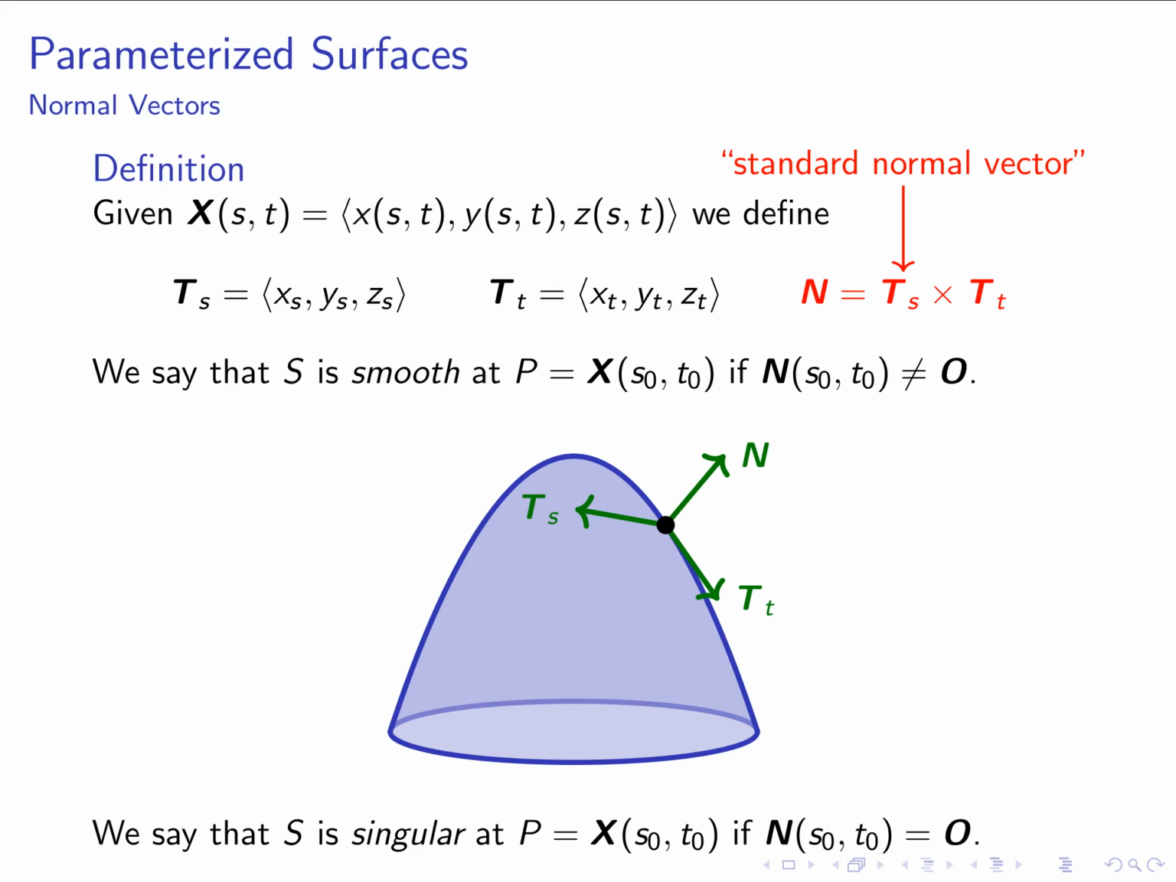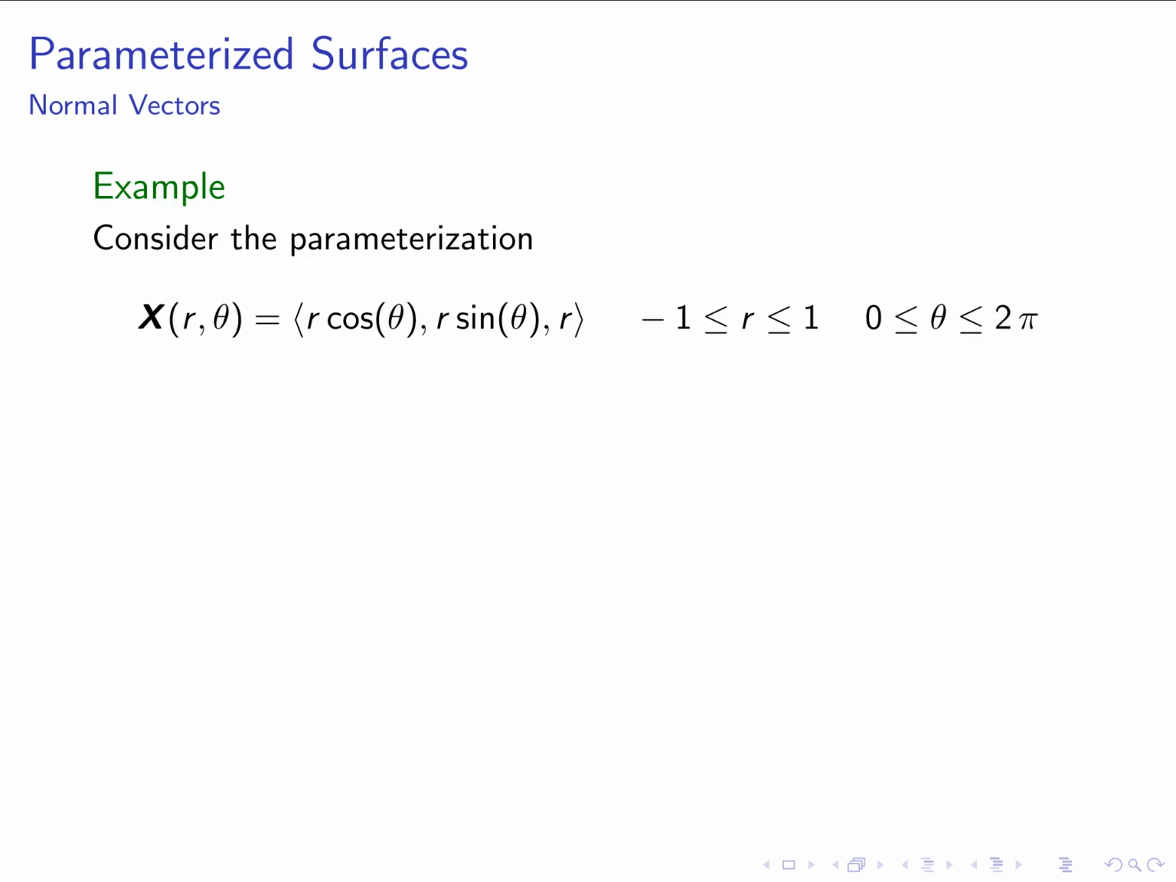Let's actually do a specific example where we calculate these vectors. So let's look at the parameterization where the variables here are r and theta. And here, let's say r ranges between -1 and 1, and theta ranges between 0 and 2 pi. The outputs of this parameterization are x is r times cosine theta, y is r times sine theta, and z is equal to just r.